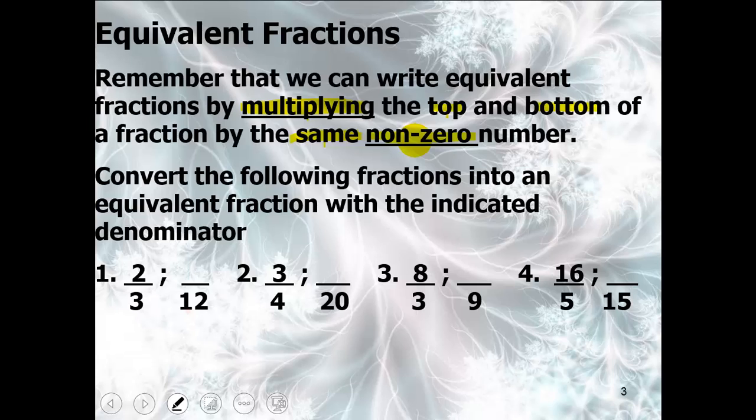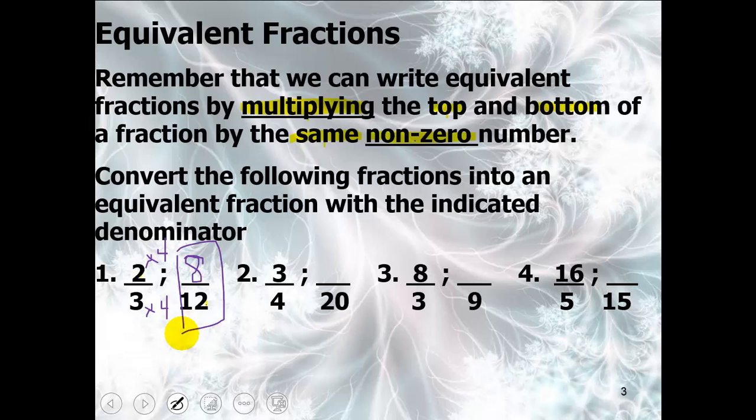We are going to be asked to convert the following fractions into an equivalent fraction with the indicated denominator. All right? So in problem number 1, we want to rewrite 2/3 as an equivalent fraction with a denominator of 12. So remember, when we're doing equivalent fractions, we're multiplying. What do I multiply 3 by to get 12? Well, that's 4. So that means I have to multiply 2 by 4, and that gives me 8. 8/12 is an equivalent fraction to 2/3.